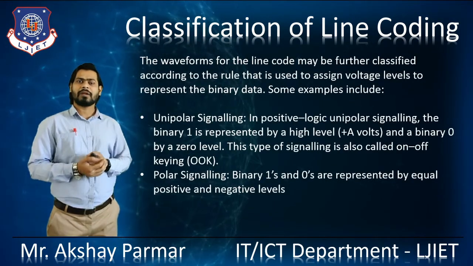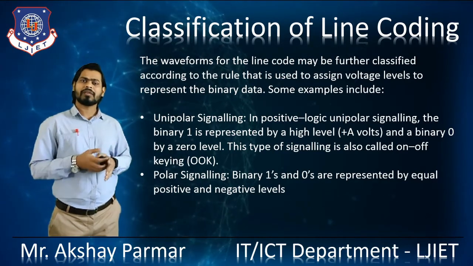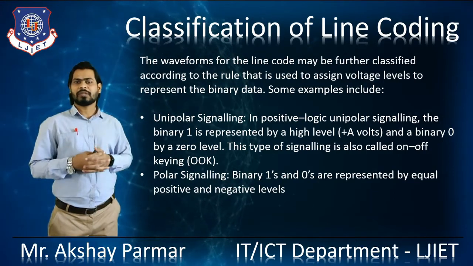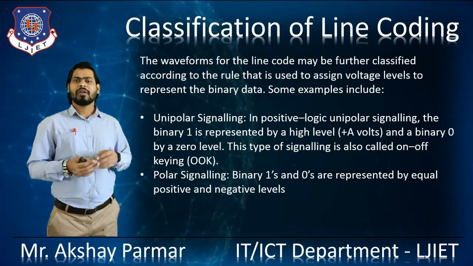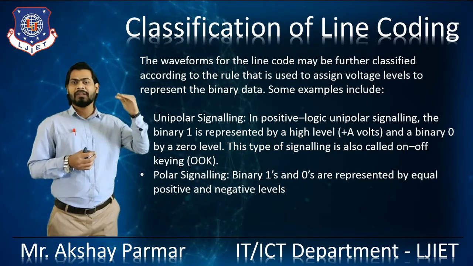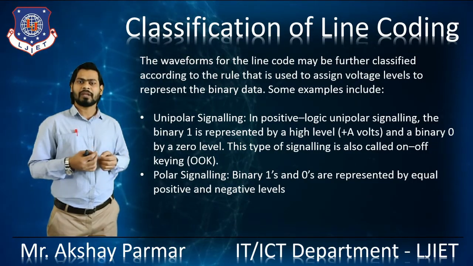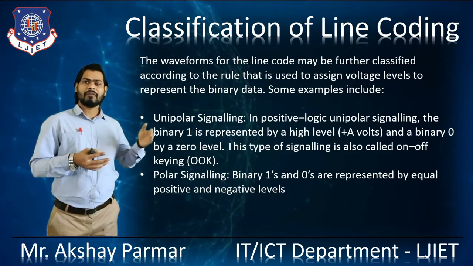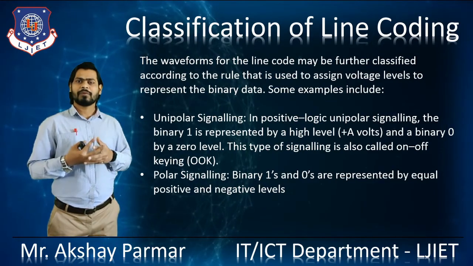The waveforms for the line coding techniques may be further classified according to the rules used to assign the voltage level to represent the binary data. Some of the examples include unipolar signaling. In positive logic unipolar signaling, the binary 1 is represented by the high level, the plus A voltage, and the binary 0 by the 0 level, right? This type of signaling is also called on-off keying, or OOK, right?